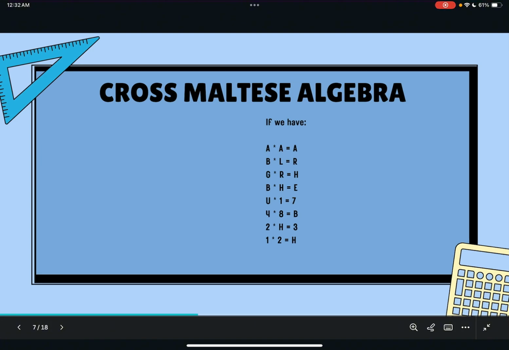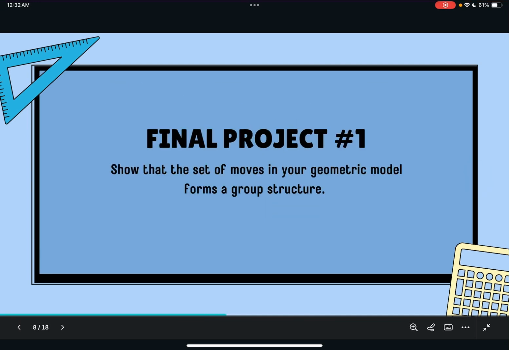So if we have A star A is equal to A, B star L is equal to R, G star R is equal to H, B star H is equal to E, U star 1 is equal to 7, 4 star 8 is equal to B, 2 star H is equal to 3, 1 star 2 is equal to H. Now we're going to show the set of moves in our geometric model forms a group structure.